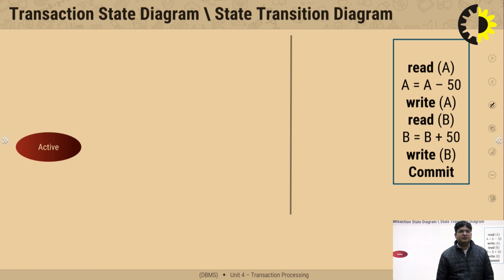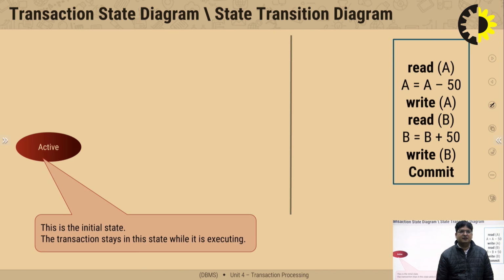Now, the first state is the active state. As soon as the first line of the transaction starts, that is, read A starts, we say the transaction is in the active state. So, the active state is the initial state in which the transaction remains till it completes the execution. Till write B, it will be in the active state. So, the active state will start from here and end at write B. So the active state is the working state.